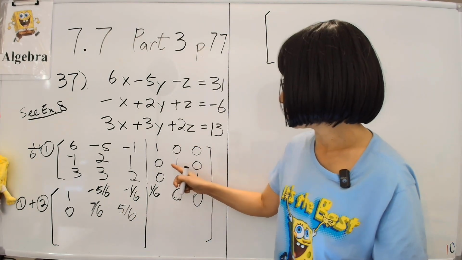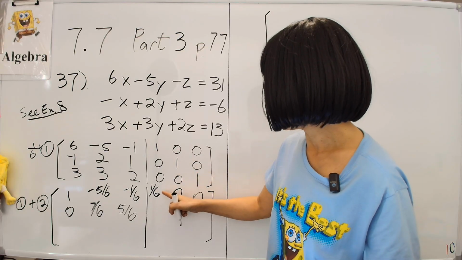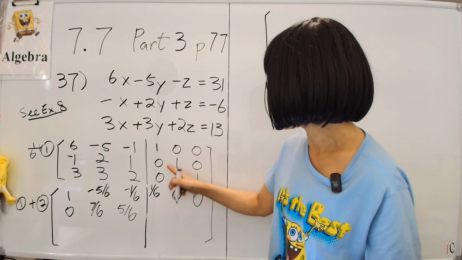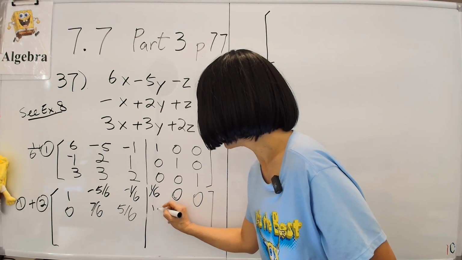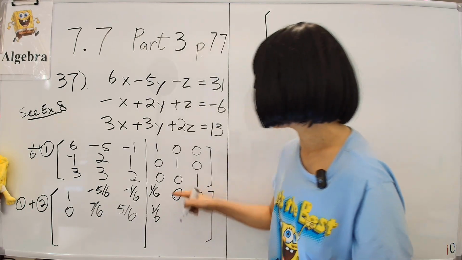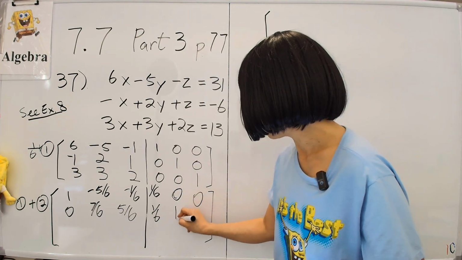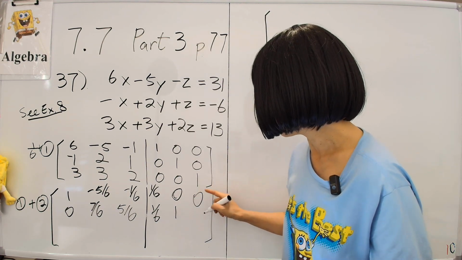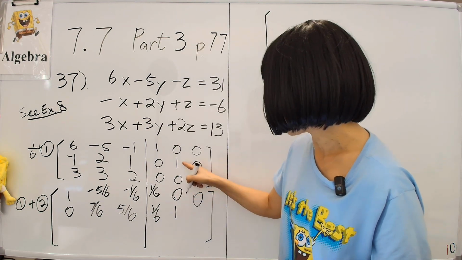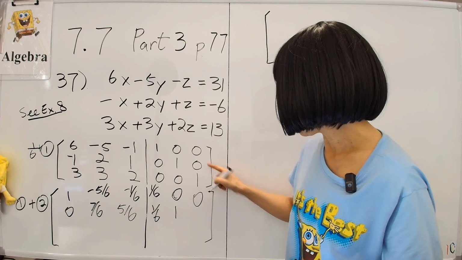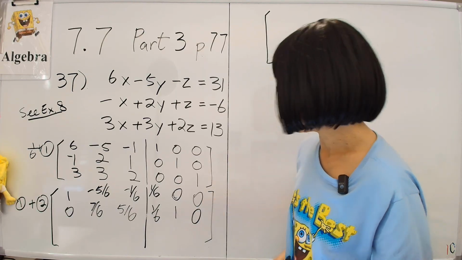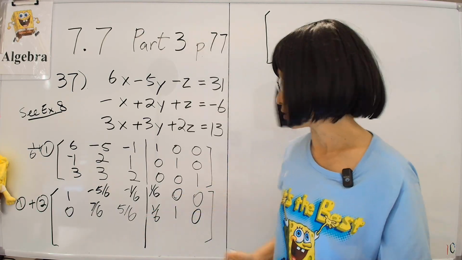Next, what are we doing again? Oh, this plus that, okay? 1 over 6 plus 0 is 1 over 6. We're doing the new row 1 plus old row 2, so this row plus that row. So that is 1, and this plus that is 0. And be very careful. It's so easy for me to mess up doing this type of thing.